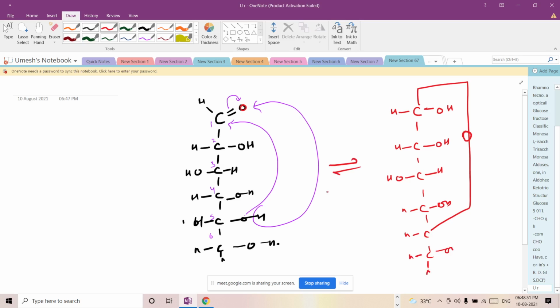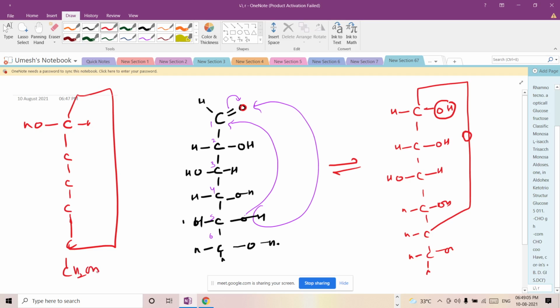Or it may be possible that this OH group now comes on this side between 1 and 5. 1, 2, 3, 4, 5. Rest is all same, exactly same, no change at all. Only what you find here is the OH group on the left hand side here and right hand side here.